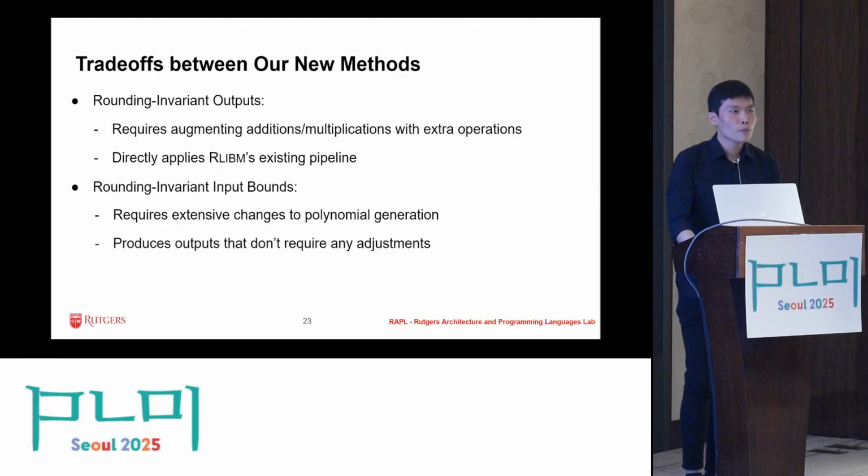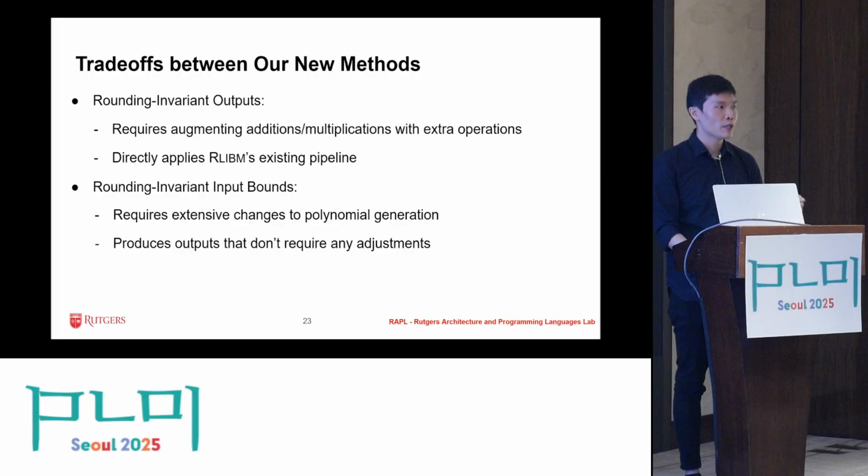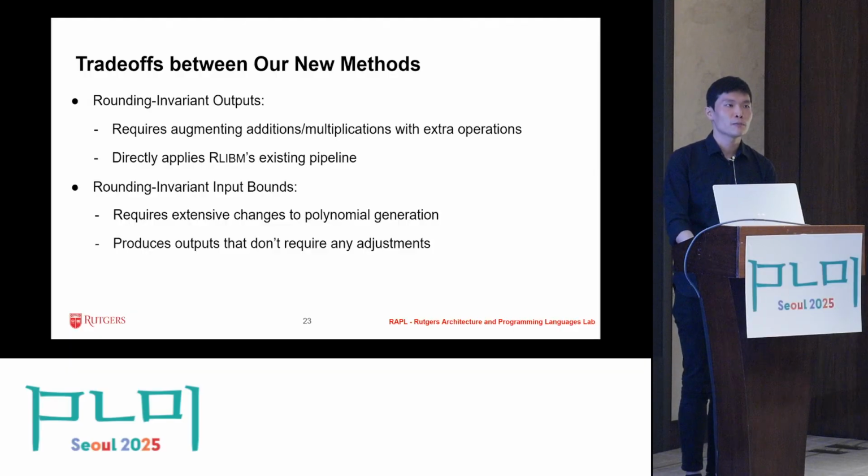In summary, our new methods explore different trade-offs. Our rounding invariant outputs approach requires augmenting our functions with extra instructions that reason about rounding errors. The primary benefit of this approach is that the existing pipeline can remain largely unchanged. The only adjustment required is setting the rounding mode to round to 0 during polynomial generation. On the other hand, the rounding invariant input bounds method requires making extensive changes to our pipeline, as polynomials are evaluated in a different manner and are subject to a tighter set of constraints. Conversely, the resulting functions do not require any extra instructions to produce correctly rounded results.